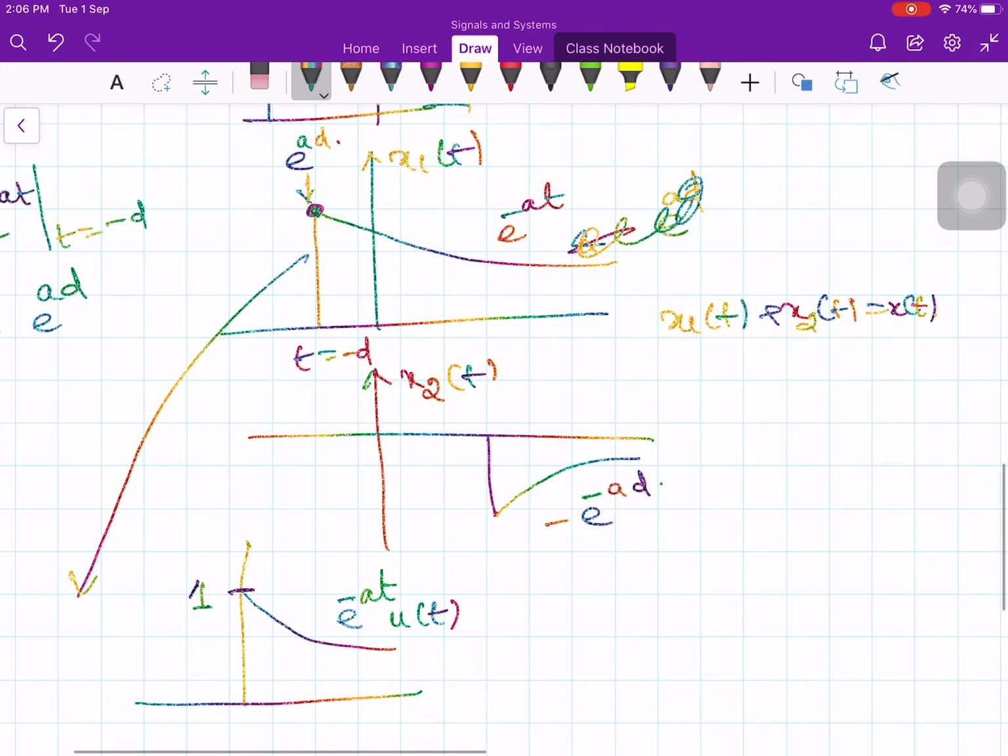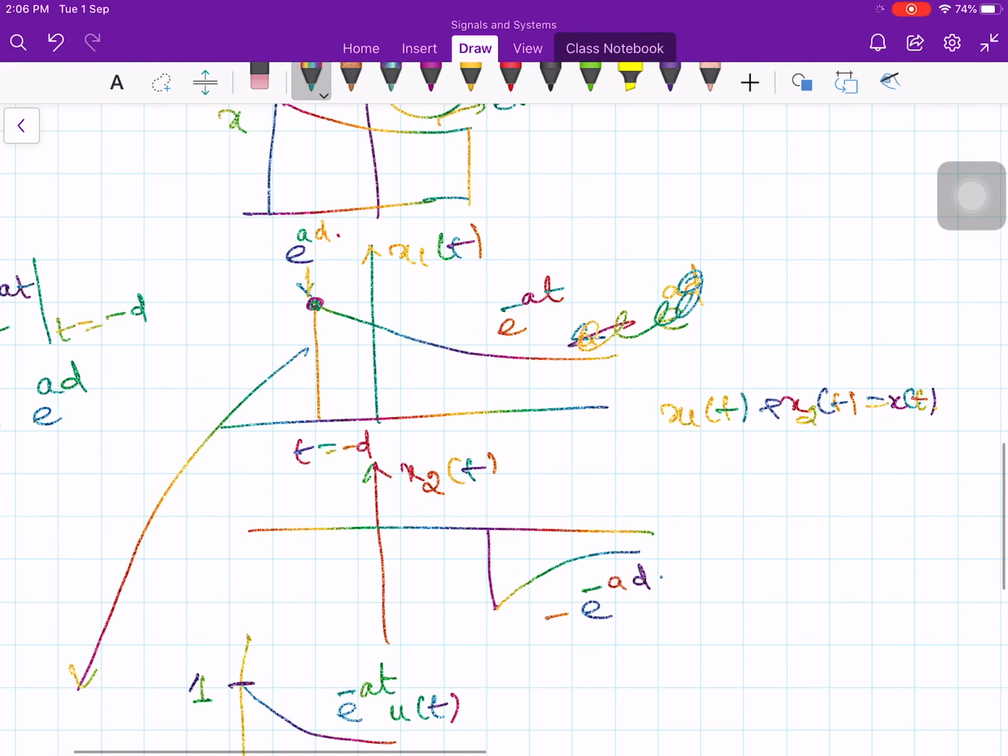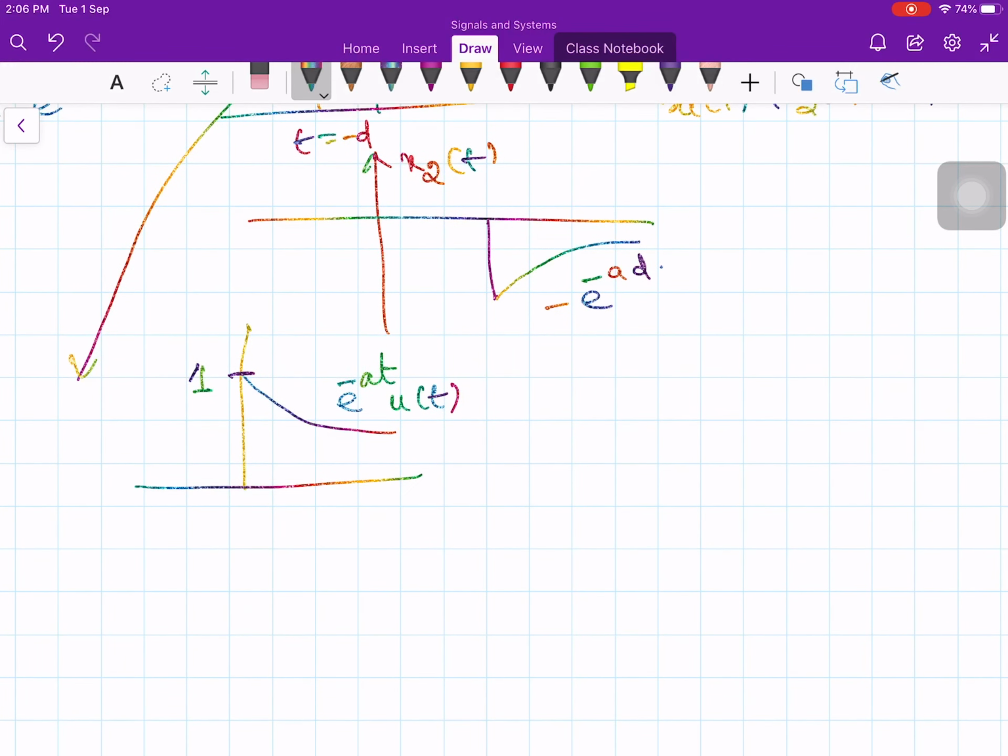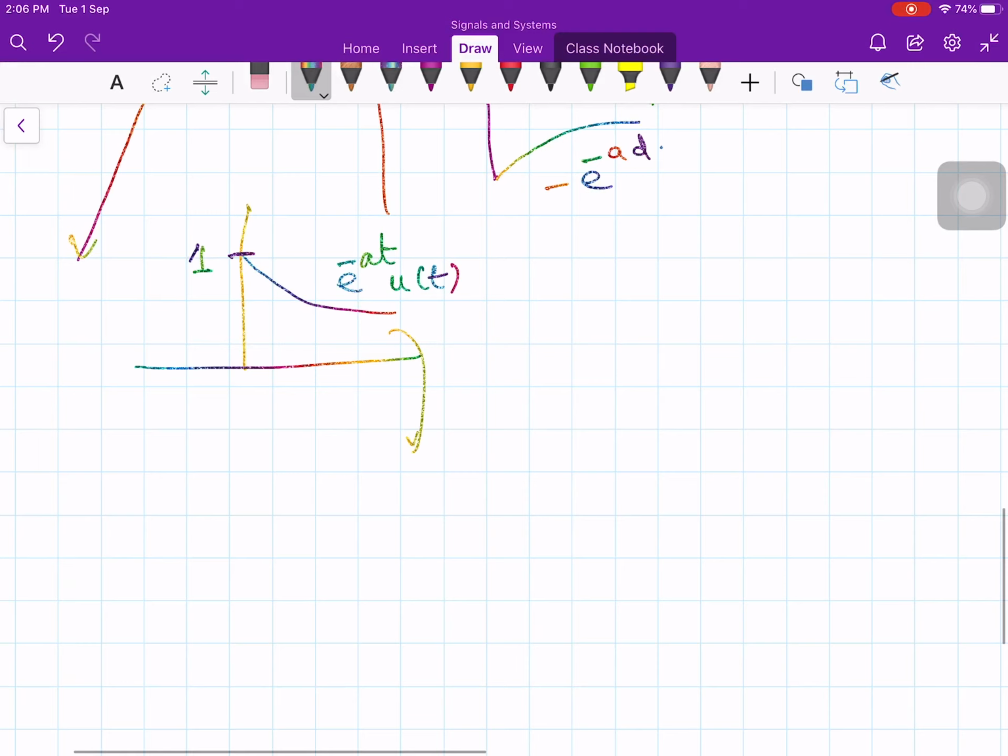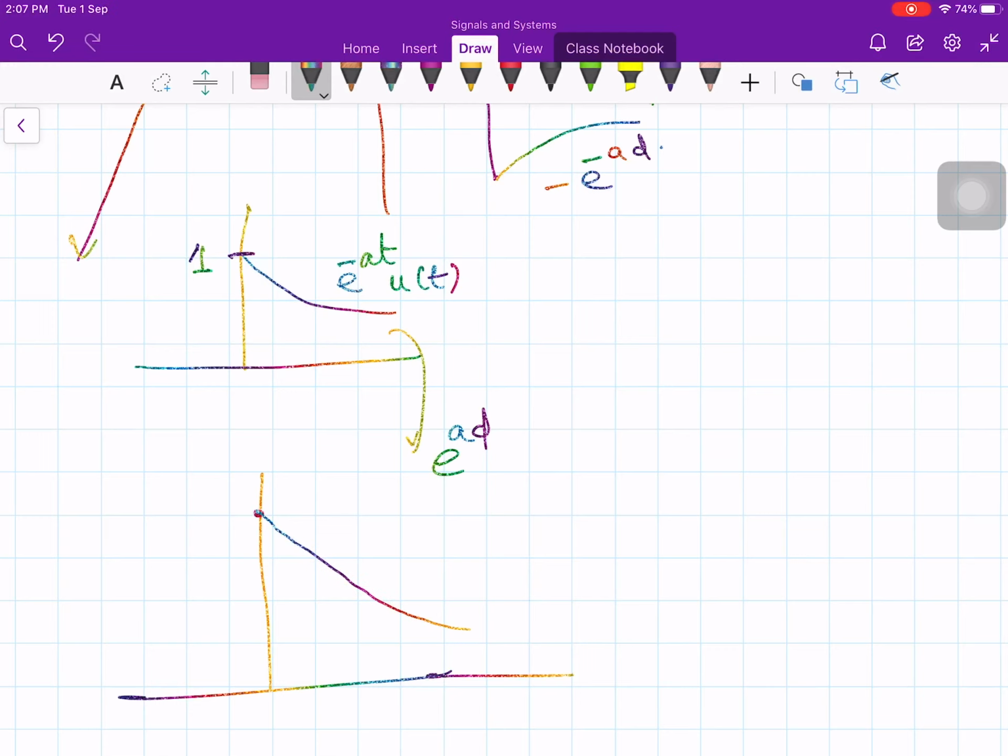Now what I need is the magnitude of e to the ad. Therefore you take the same function but multiply by e to the ad, then what happens? You will get it like this. So it starts from e to the ad when t equals 0. So this function has coefficient e to the ad times e to the minus at times u of t. Now if you substitute t equals 0, then you will get this e to the ad.